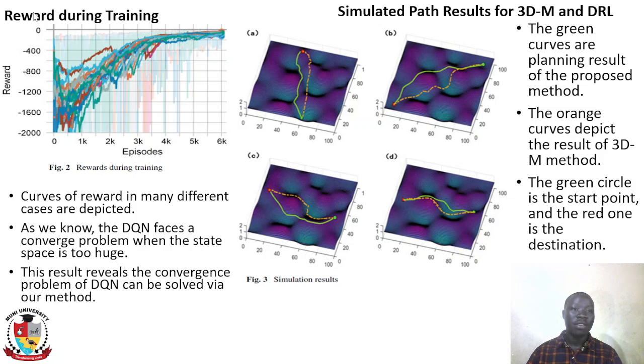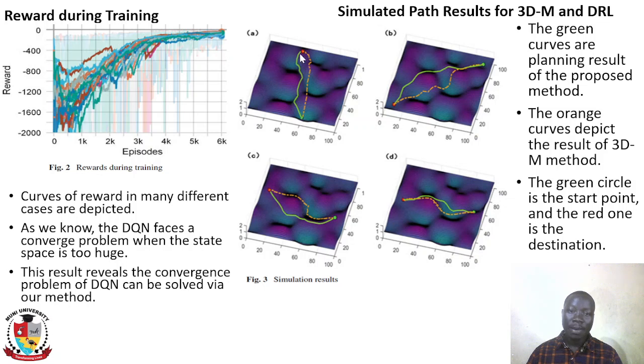Now, the result of the reward in the training shows very clearly that convergence is a problem for the DQN method, which is why this research is being taken. So now the diagram, which is figure 3, shows the simulated path results for the three-dimensional method, and then also the DRL. The DRL is our proposed model, and the other is the previous one, which was also performing well. But we want to see which one will perform much better now, from this green dot to that red dot.